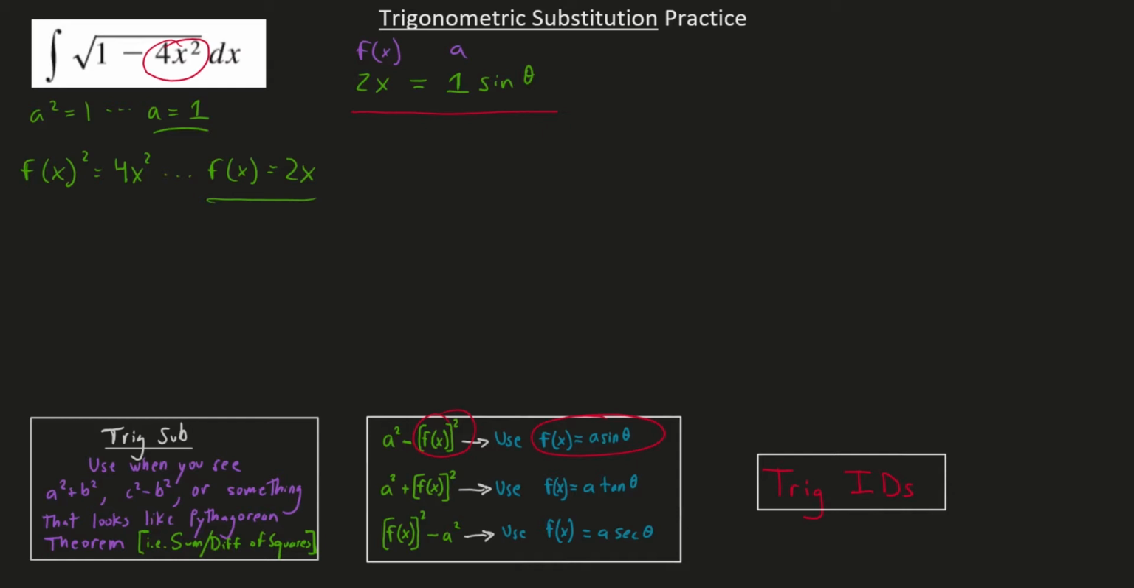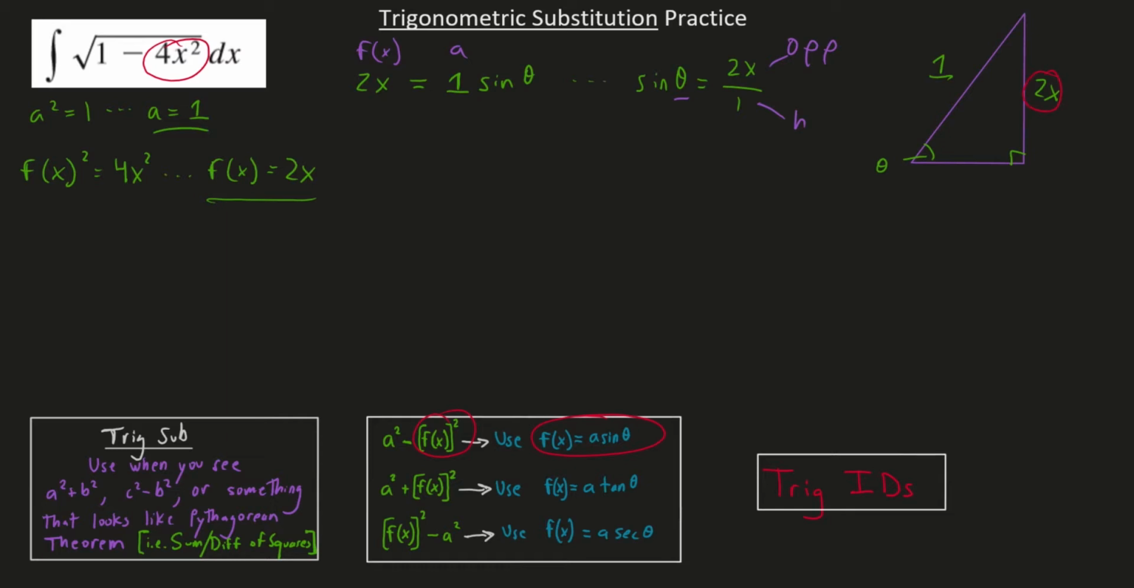I will get this. Right before you do anything else, you want to make sure you draw the right triangle that this sine of theta situation describes. And the best way to do that is to get sine of theta by itself. So I do that. And I know sine of some angle is just the opposite, which is 2x, over the hypotenuse, which is 1. So if I do that, I'll end up with this right triangle.